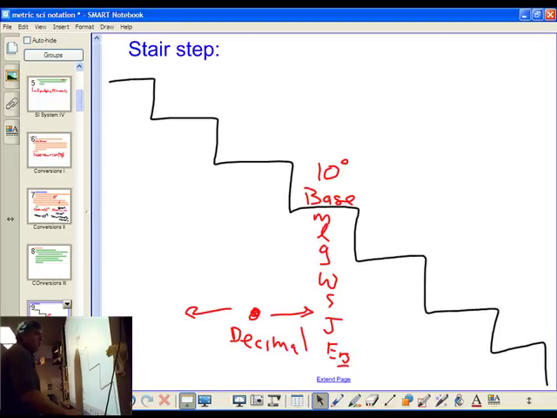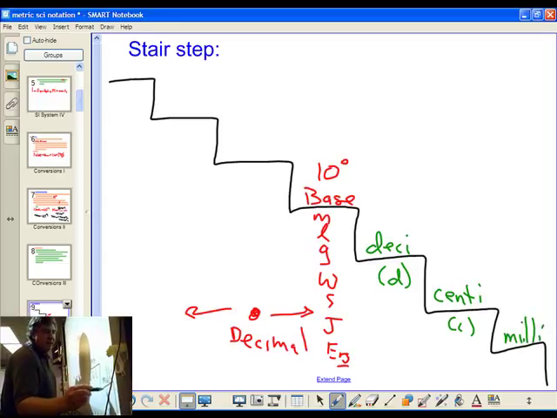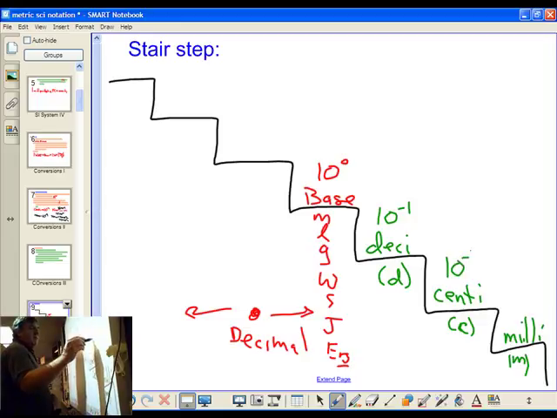Going down, we have deci, which is a lowercase d. We have centi, a lowercase c. Milli, which is the lowercase m. And it's very important you have uppercase and lowercase on these because you might be doing the wrong unit. A lowercase d, a lowercase m means something different than an uppercase D and an uppercase M. But deci, 10 to the minus first. Centi, 10 to the minus second. Milli, 10 to the minus third.